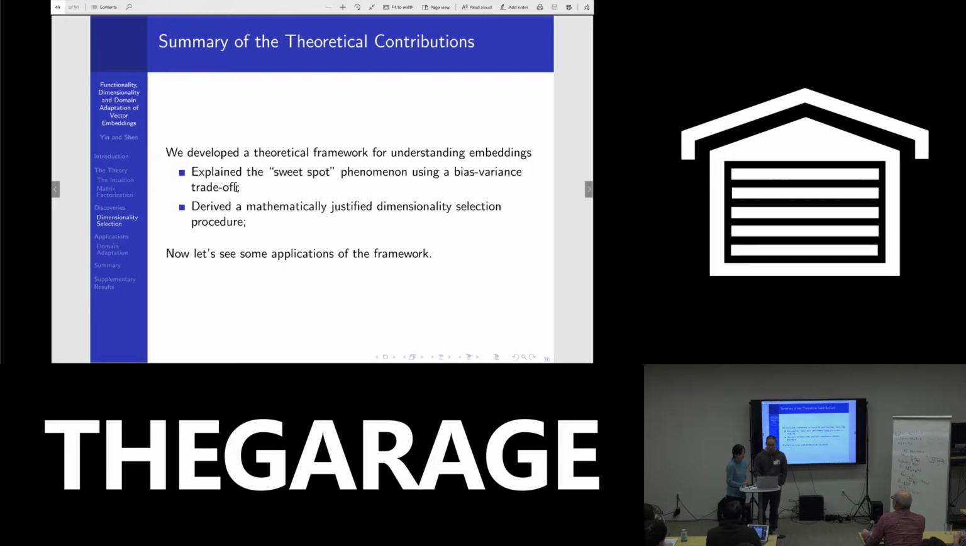So I think that's all of our talk. Essentially, what we're doing is giving a theoretical understanding of word embedding by looking at their geometric properties and proposing a loss function on those geometric properties. We're also able to use this theoretical framework for practical applications like dimensionality selection. And I do have a GitHub repo that implements this algorithm.